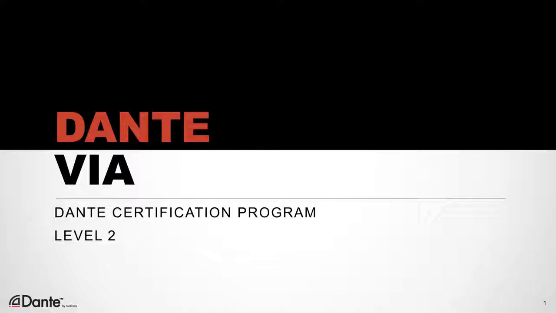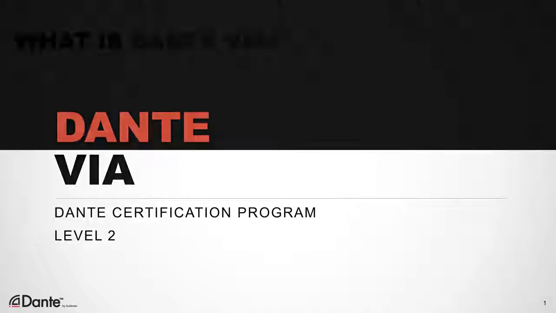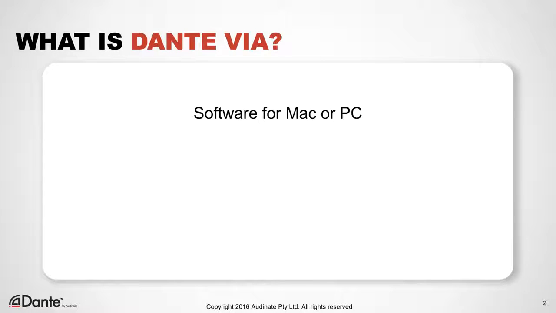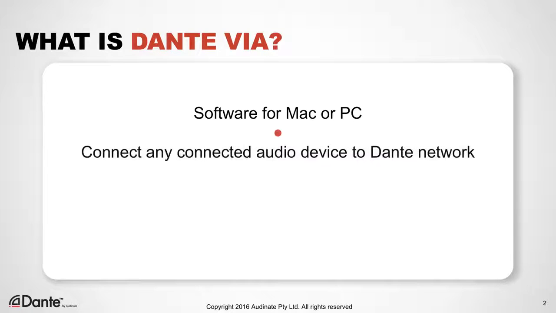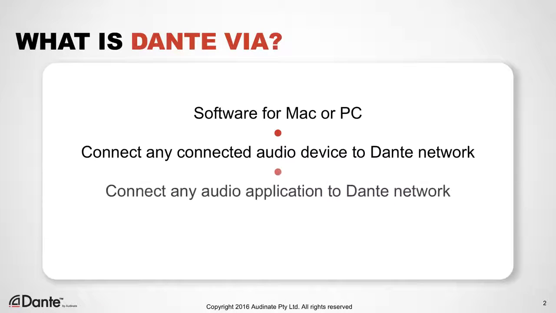Dante Via is a software product from Audinate. Dante Via is a software from Audinate that runs on your Mac or Windows PC that is quite different from Dante Virtual Sound Card. Dante Via allows you to put any connected audio device on the Dante network. This feature enables your non-networked audio products, so your investments in USB, Firewire, and Thunderbolt devices can continue to bring value in new environments and settings.